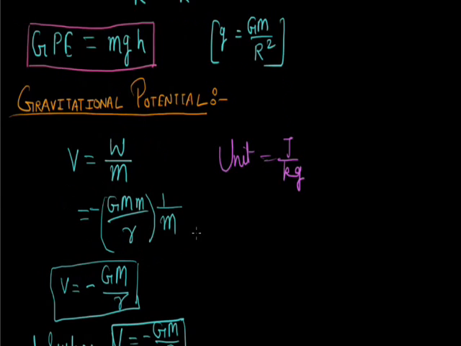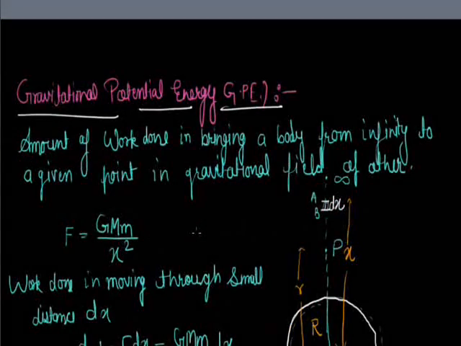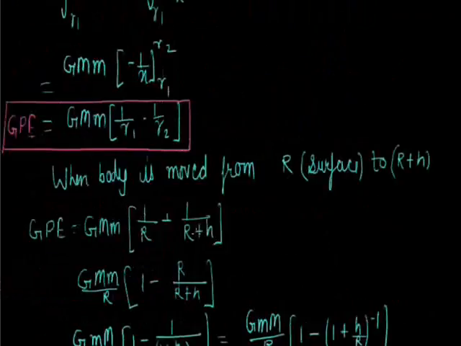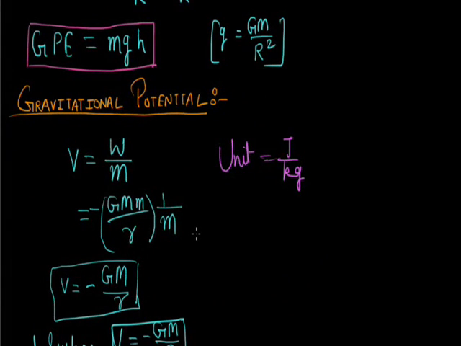So in this class we have derived the expression for gravitational potential energy and gravitational potential. In the next class we will do some numericals based on acceleration due to gravity, gravitational potential energy and gravitational potential.